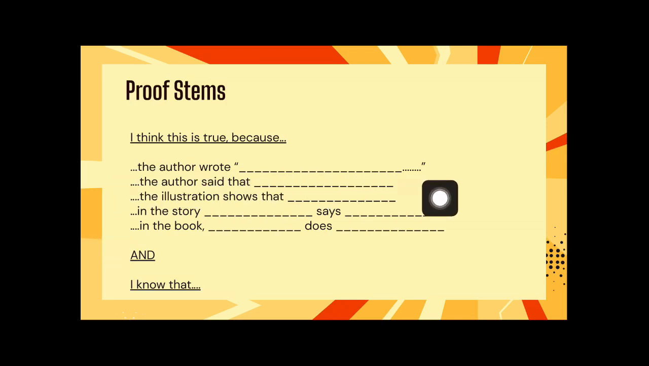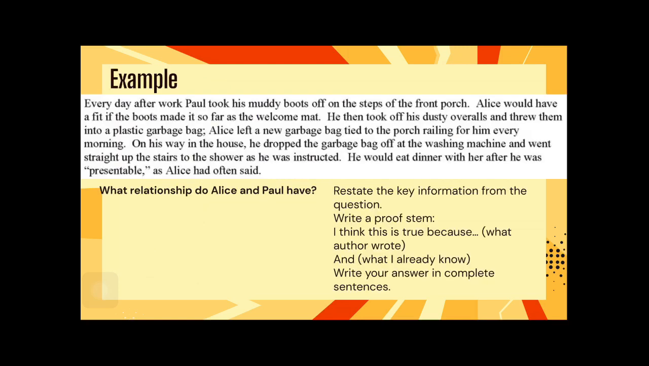After you have these stems, you're going to say "and," or you can use another transition word like "also," or "plus," or "in addition to that." And then you need to say what you know, okay? You need to bring these things together and say, not only does the author say this, but I know that blah, so that means blah, okay? That sounds like a lot, but it's not too bad.